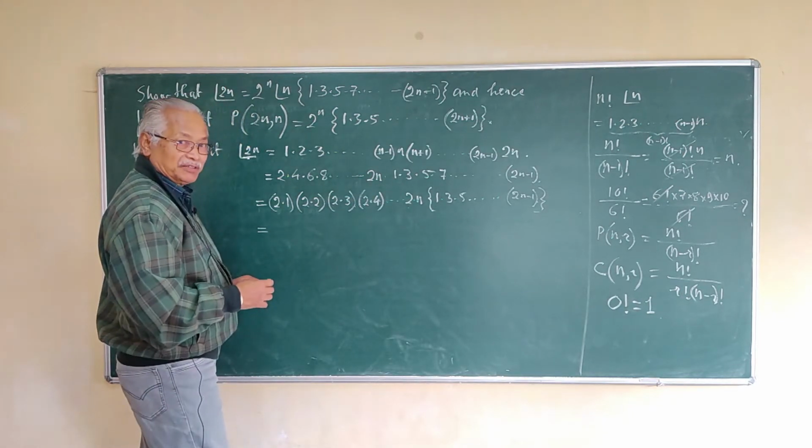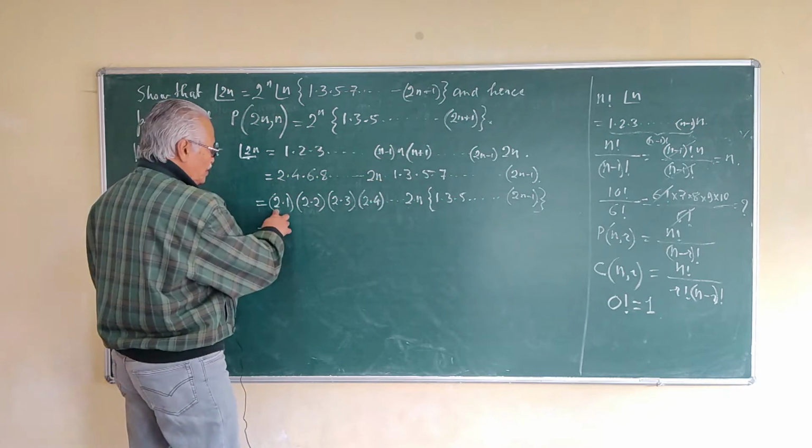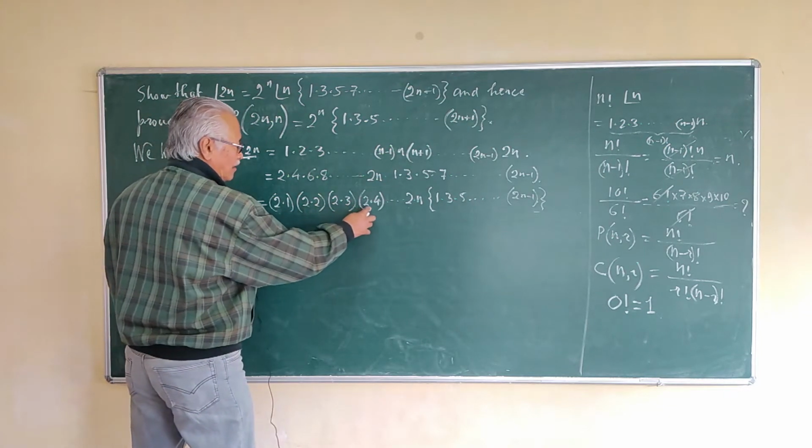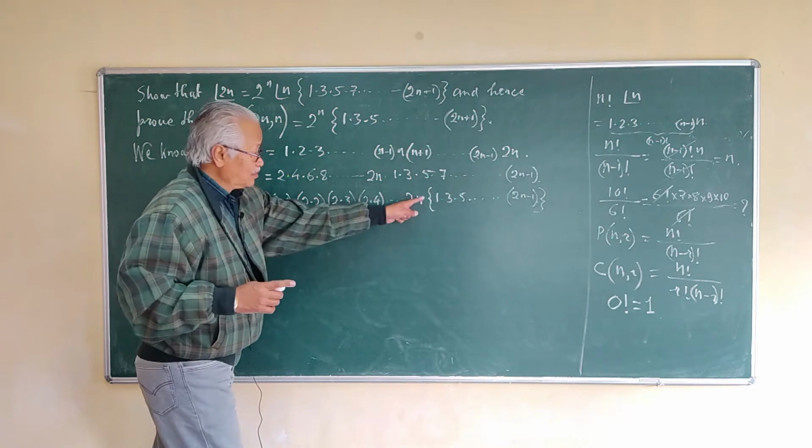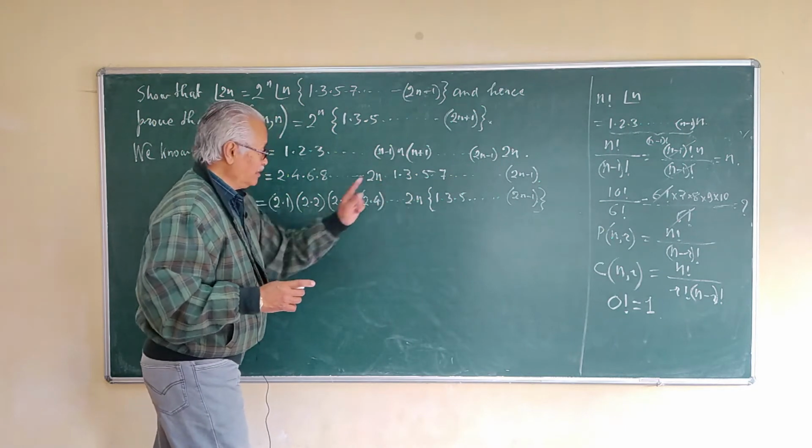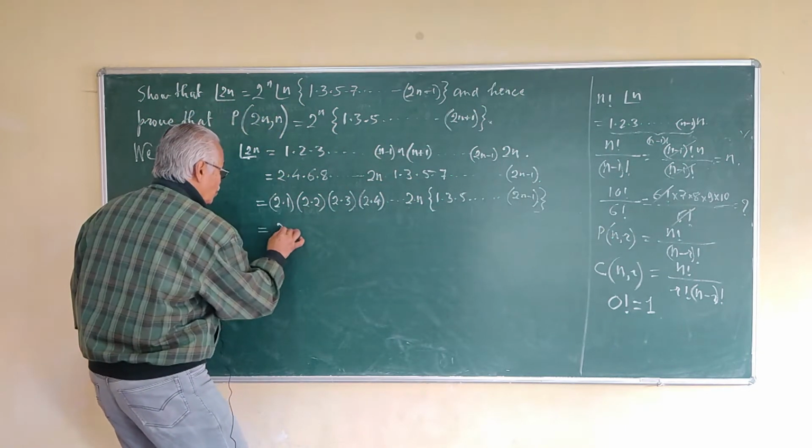I hope I am clear to you. So 2 is being multiplied to itself n number of times. This is the nth term, so n number of times. So we will write 2 to the power n.